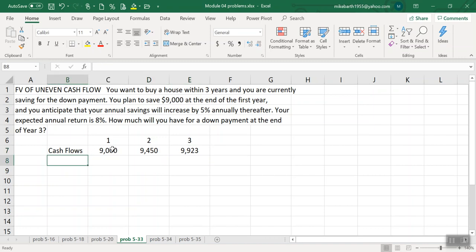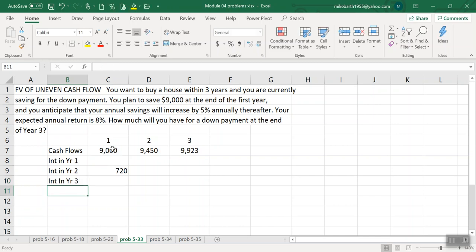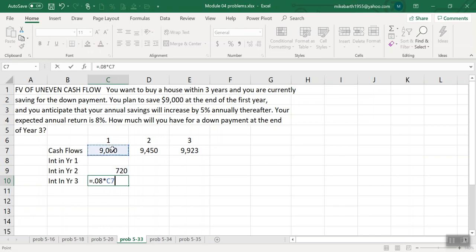The interest you're going to earn in year 1 is going to be 0 because you didn't earn any interest on the money you put in there. So in year 2, you're going to earn 8% of that number. And then the interest in year 3 would be the 8% interest on your original $9,000 plus 8% interest on the $720 you earned after the first year.